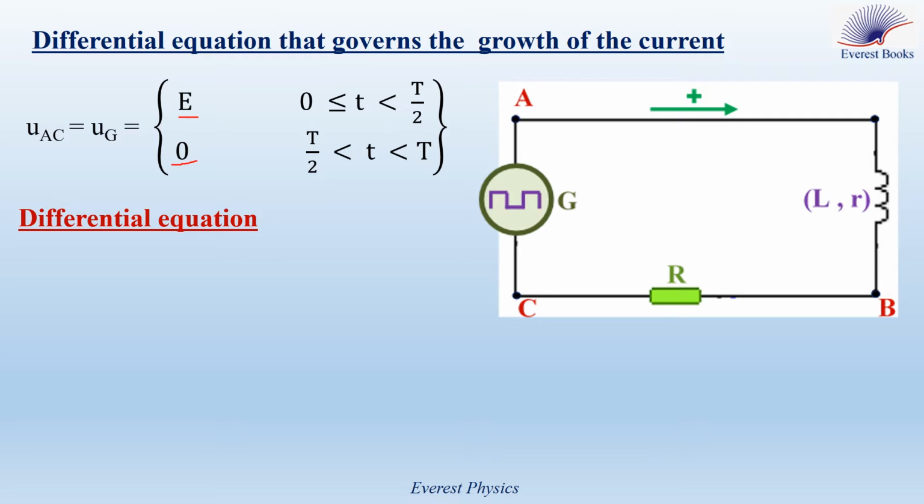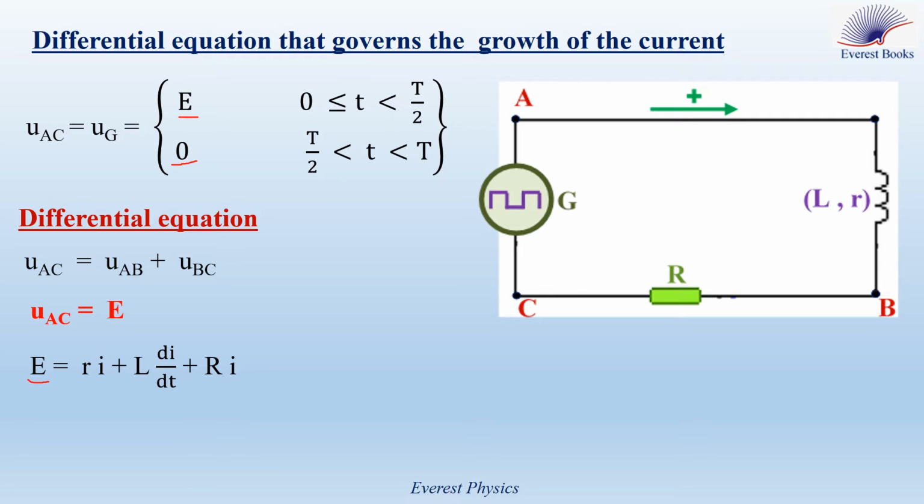To write this differential equation, it's better to start with the voltage across the generator and then we follow the positive sense so that UAC is equal to UAB plus UBC. During the growth of the current, UAC is equal to E. So UAC can be replaced by E.